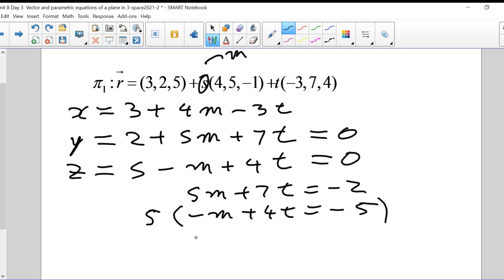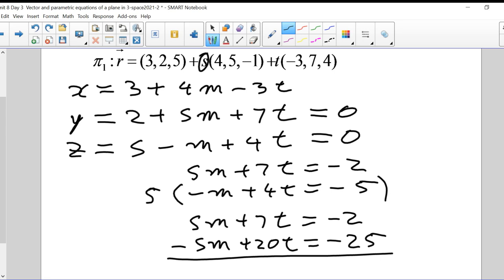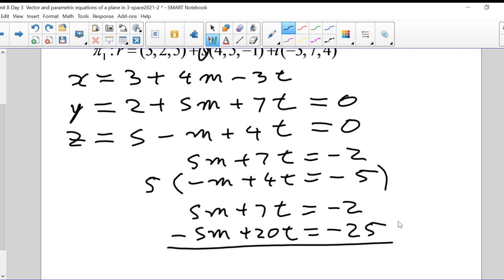So the top is still 5M plus 7T is equal to minus 2. But now my bottom equation is going to be minus 5M plus 20T is equal to minus 25. I'm multiplying everything in the bottom equation by 5. And instead of subtracting, I'm going to add these two equations together, because they have opposite signs here.